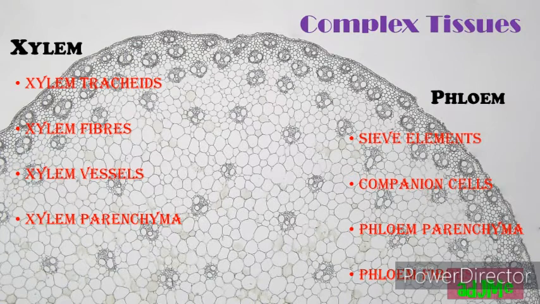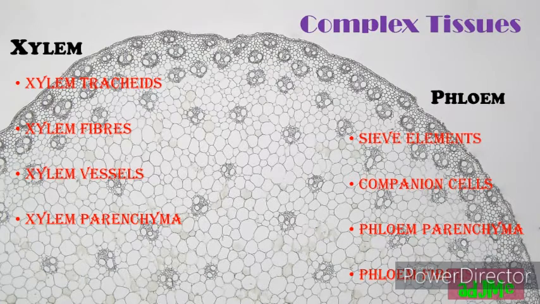Phloem, again, has 4 types: sieve elements, companion cells, phloem fiber and phloem parenchyma. So you have fiber and parenchyma in both xylem as well as phloem, that is xylem fiber and xylem parenchyma, like that phloem fiber and phloem parenchyma. The remaining 2 in xylem are tracheids and vessels. These 2 are important in the transportation of water from the root towards the shoot system. Similarly, in phloem you have sieve elements and companion cells. These 2 are important in the translocation of food, that is starch, from the leaf towards other parts of the plant body.